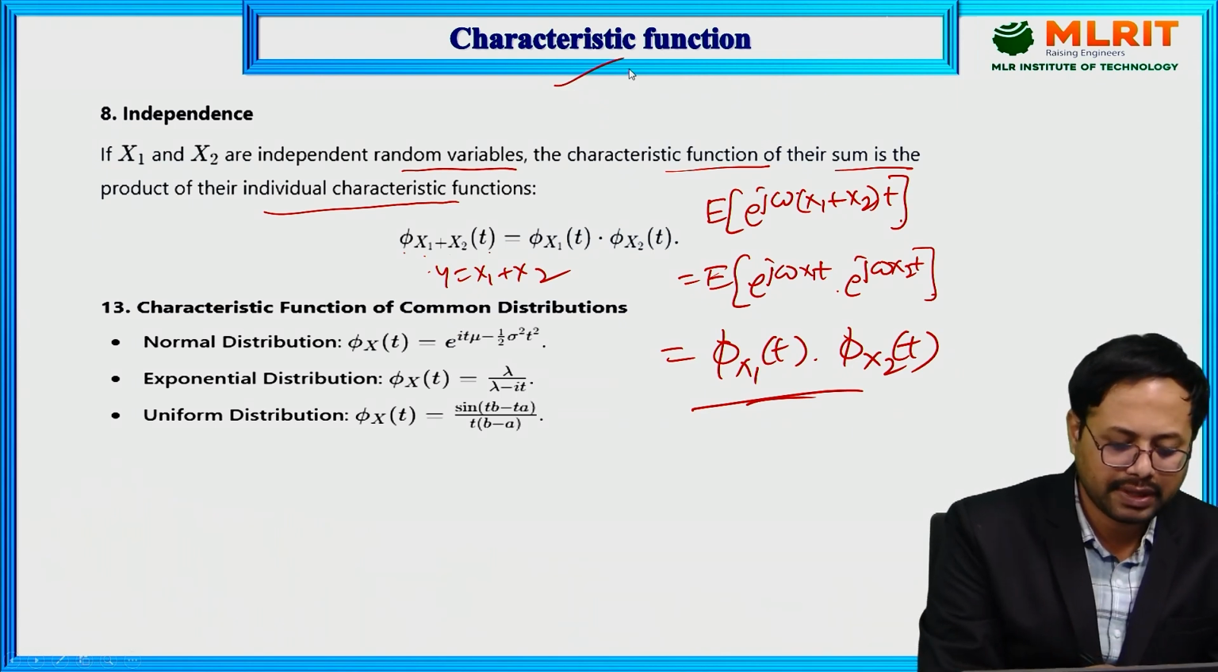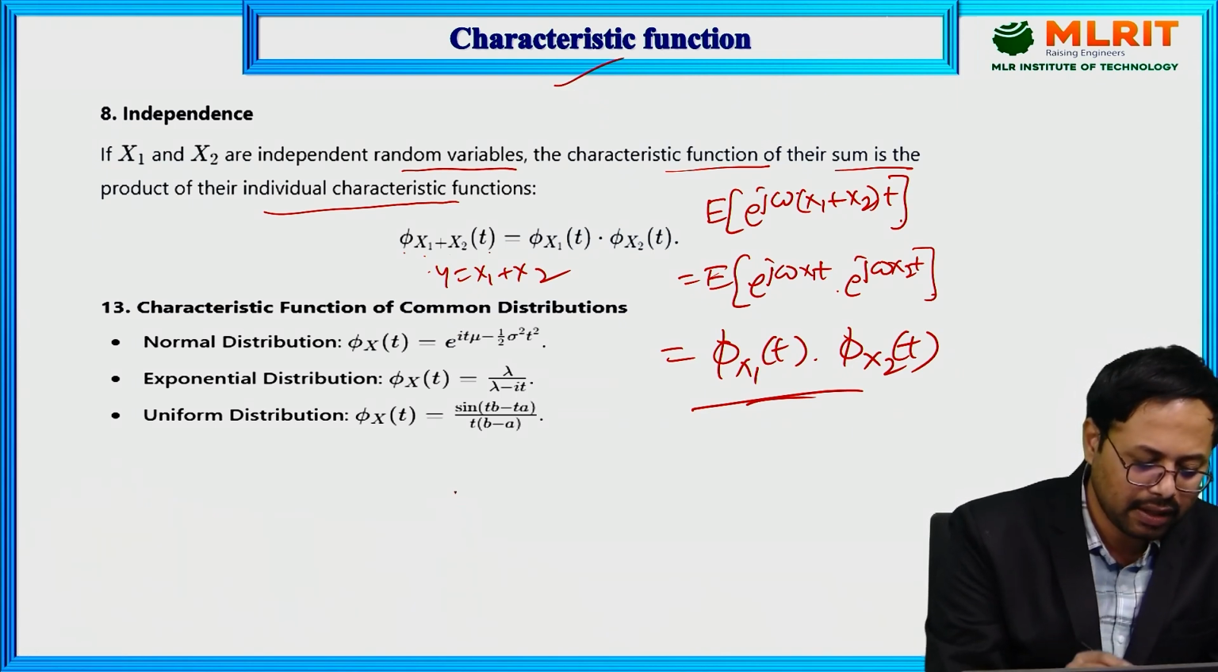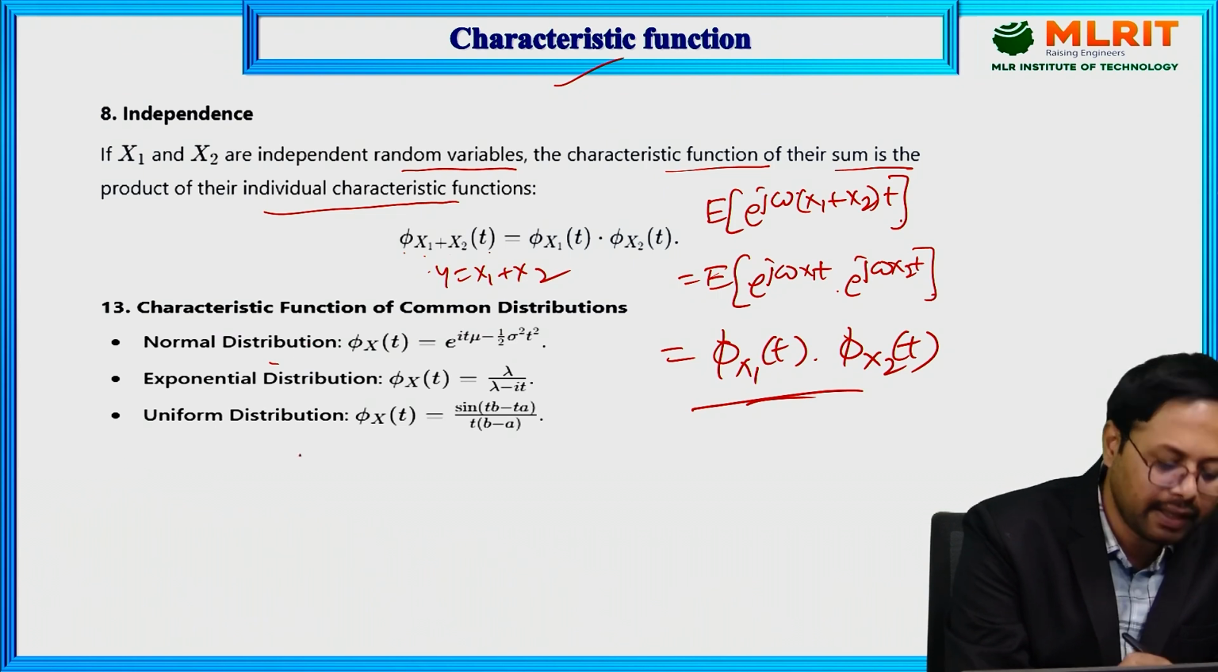Now, by using the definition of the characteristic function, you can calculate the different distribution functions.